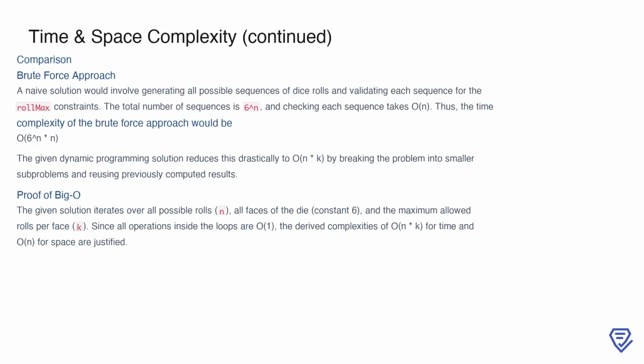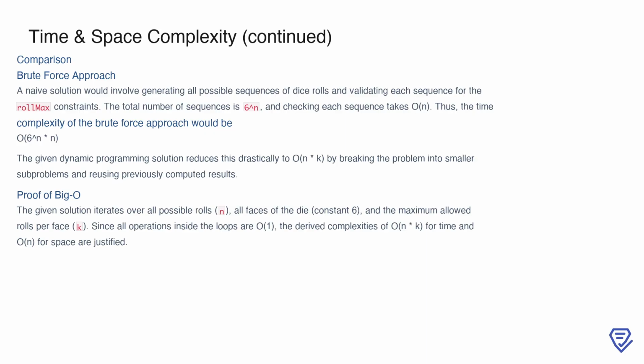When we compare this dynamic programming solution to a brute force approach, the difference in efficiency becomes clear. A naive solution would involve generating all possible sequences of dice rolls, which amounts to 6^n sequences, and then validating each sequence against the rollmax constraints. Since checking each sequence takes O(n), the total time complexity for the brute force method would be O(6^n * n), which is exponential and highly inefficient.